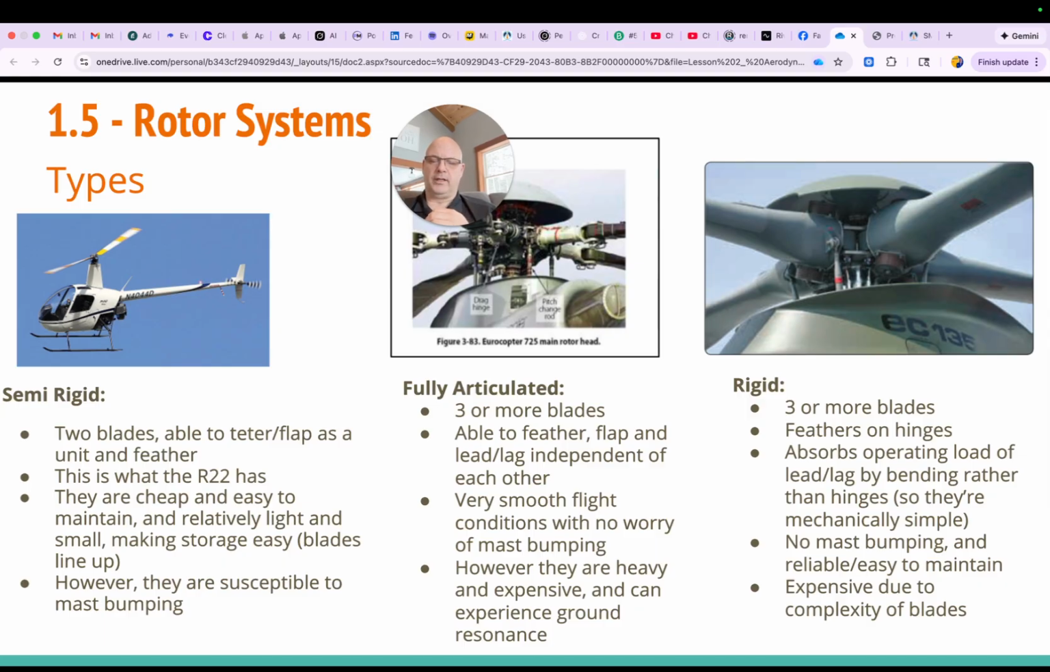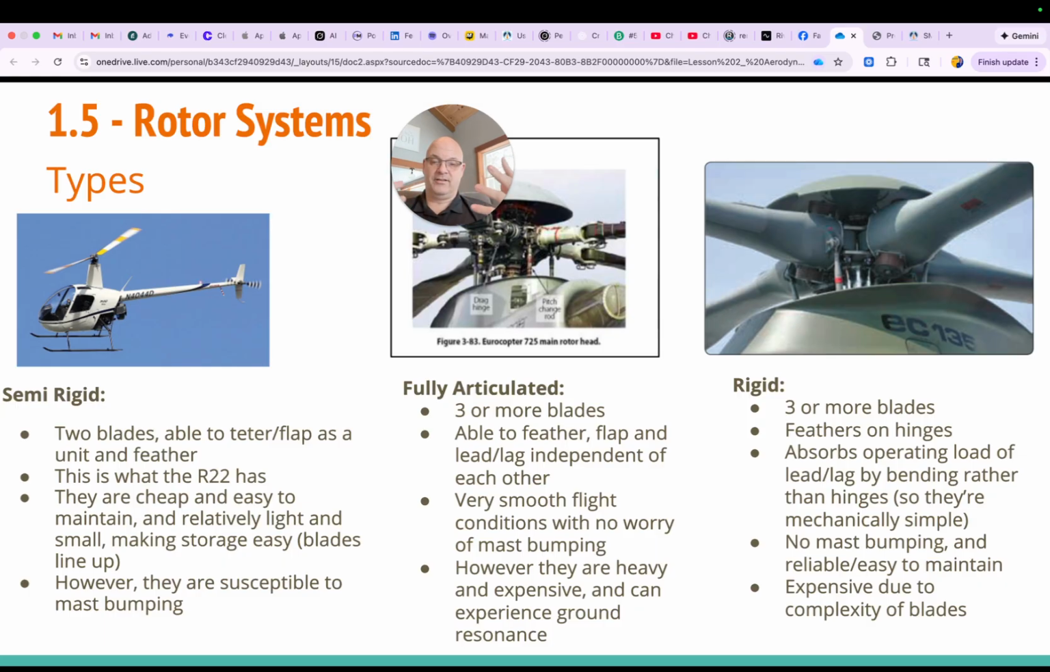And I'll go back to that in just 2 seconds. The second type of system is a fully articulated system. That is a system where you have three or more blades. It's able to feather, flap, and lead and lag independent of each other. It often is better for a smooth flight, and you don't have to worry about any kind of mast bumping. It is certainly more expensive.